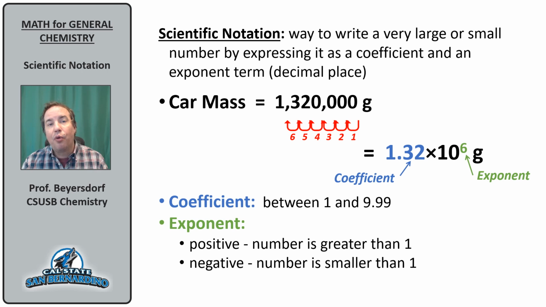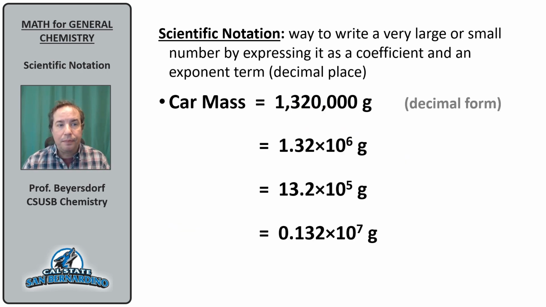Now, I showed you a way to calculate this, but it's really tough to do it that way. So an easier way is, if I have this number here, I could say, all right, here's the decimal place, and I want to move it 1, 2, 3, 4, 5, 6 places to get a number between 1 and 9.99. So it's 1.32 times 10 to the sixth. All right, now that's if I have a large number. Let's look at a small number.